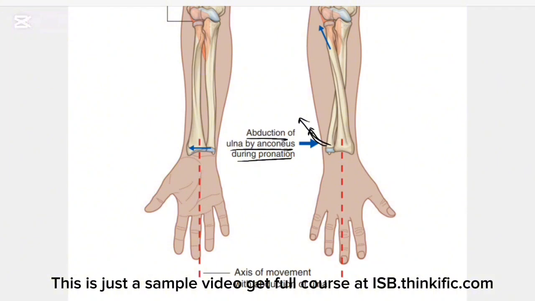And that is what is keeping the center of the hand in the same location. Whether the hand is pronated or supinated, the axis will always remain in the same position.